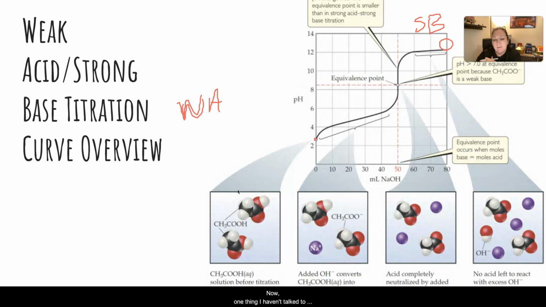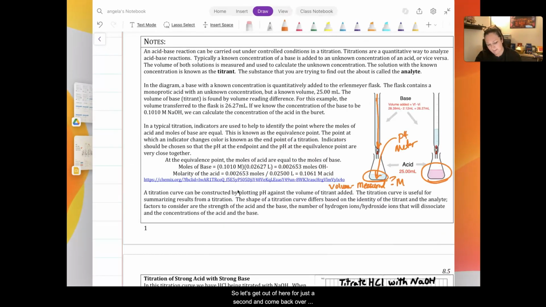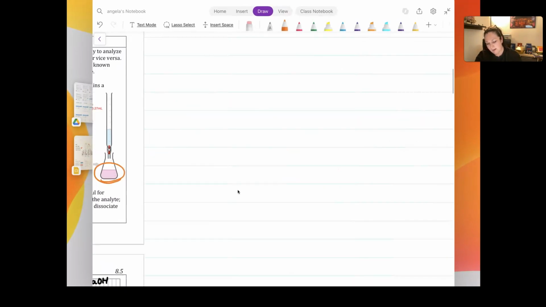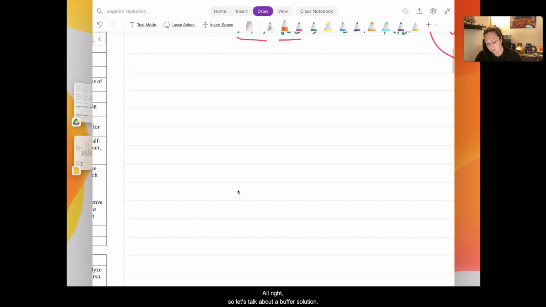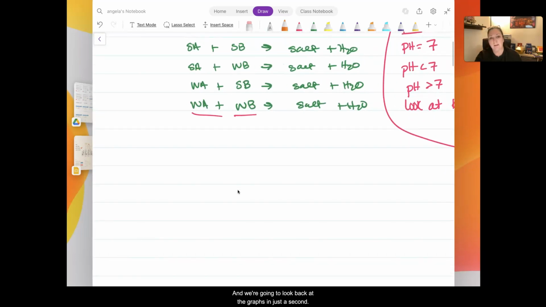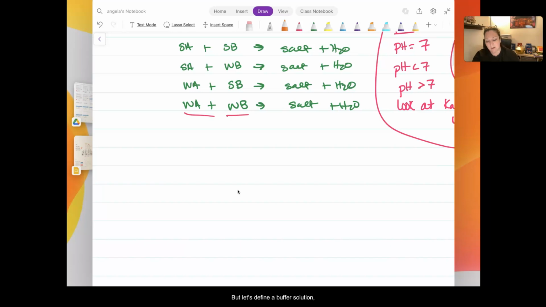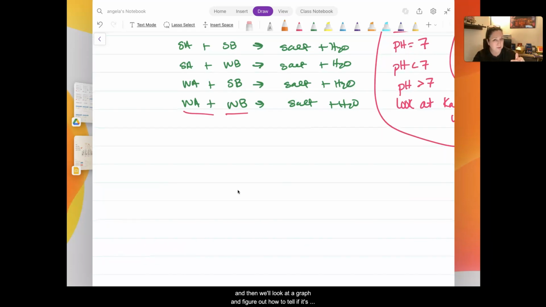Now, one thing I haven't talked to you about is something called a buffer. So let's get out of here for just a second and come back over here for just a minute. All right, so let's talk about a buffer solution. And we're going to look back at the graphs in just a second. But let's define a buffer solution, and then we'll look at a graph and figure out how to tell if it's a buffer or not.